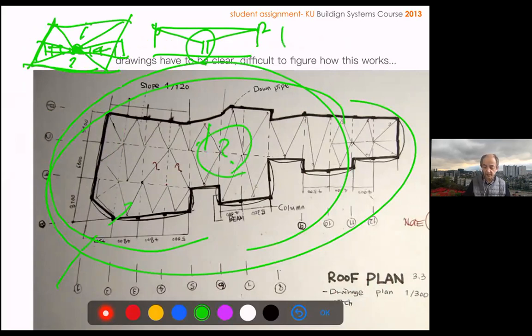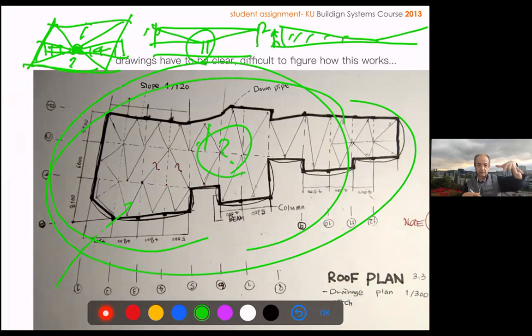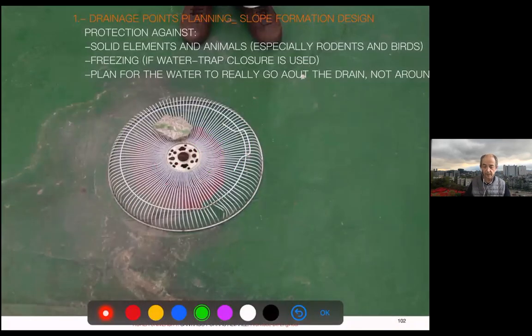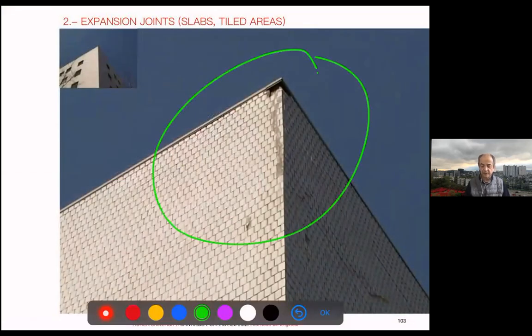If the squares are very big, you will have much higher leveling, so you will have much heavier elements. So you need protection, of course. Make sure the water goes through and does not get a pond around. This is what he said of the expansions.